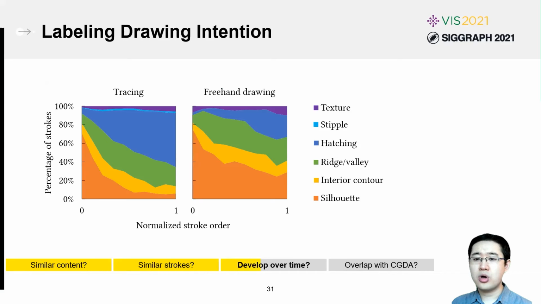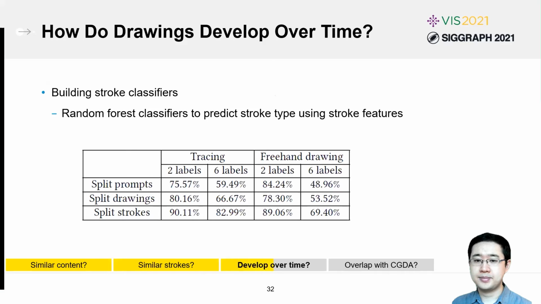Overall, we observed that drawings progress similarly in tracing and freehand drawing. Silhouettes were dominant at the beginning, and hatching strokes became more prominent towards the end. Trends in how stroke features and labels change over time suggest the possibility of stroke classification. We built random forest classifiers using these features. The classifiers distinguish geometric contours from tone details with an accuracy of about 80 to 90% on splits of prompts, drawings, and strokes.